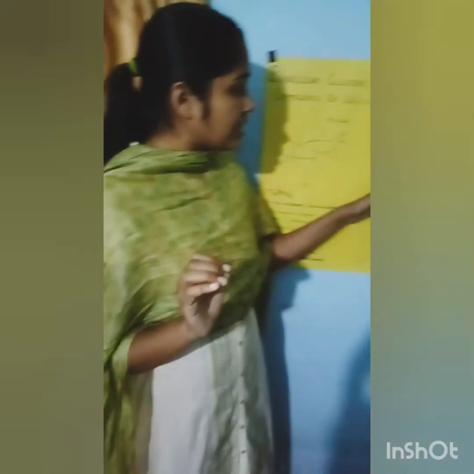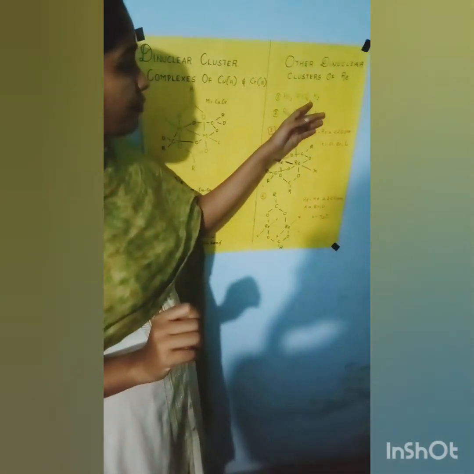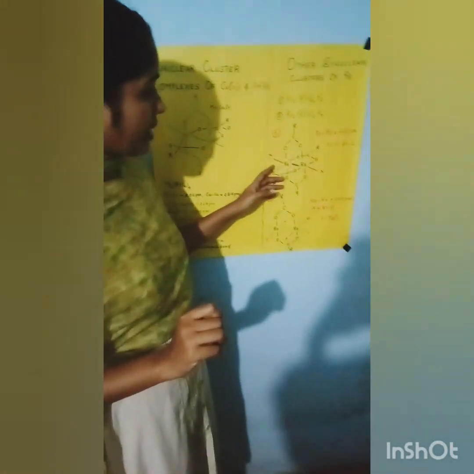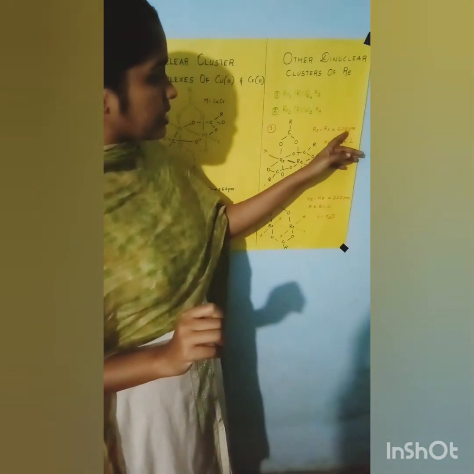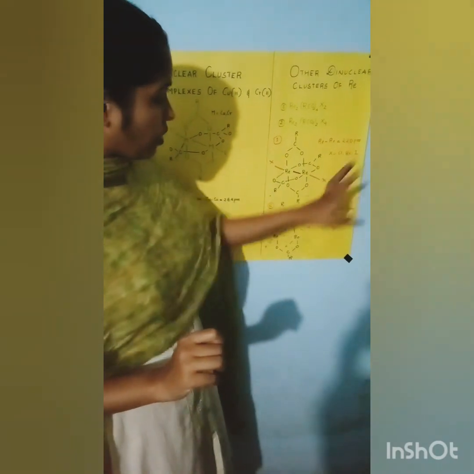These two formulas are similar in structure to Re2Cl8 2-. The only difference is that the ligands overlap with the metal dp orbitals, which were non-bonding in the case of Re2Cl8 2-. This will be the molecular structure of Re2(RCO2)4X2, where the rhenium bond distance is 220 picometer, and X will be chlorine, bromine or iodine.